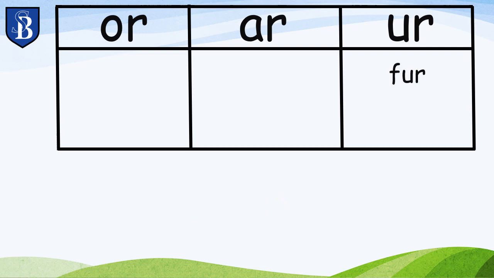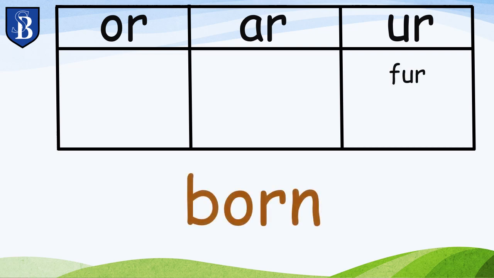Let's try another one. Where is the or, ar or ur digraph in this word? Did you find it there in the middle? O and an R making the or digraph. Let's see if we can segment and blend this word. Or, born. Where does born need to go? Well done if you said it had the or digraph and needed to go in the or column.